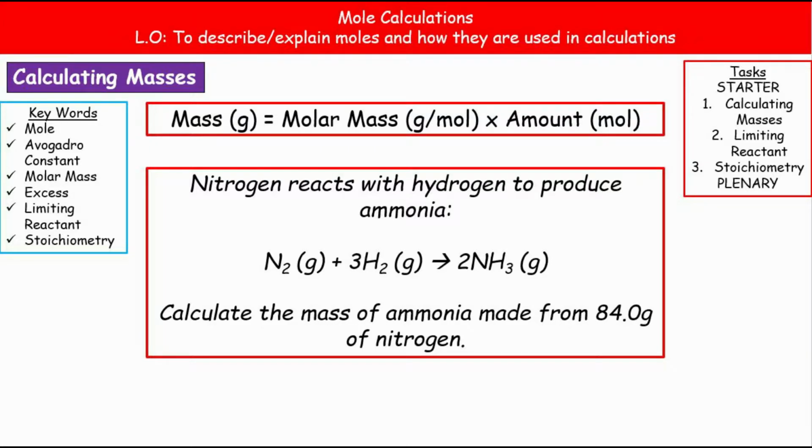You can use the triangle method easily for that. The best way I think we can use this is to actually look at an example first of all. So what I've given you in the second box is a style of question that we might encounter. Nitrogen reacts with hydrogen to produce ammonia, and then we've got the balanced symbol equation there. Calculate the mass of ammonia made from 84 grams of nitrogen. So what I'd suggest you do is jot down that question first of all, and then we're going to work through it one stage at a time so you can see how we use that formula at the top.